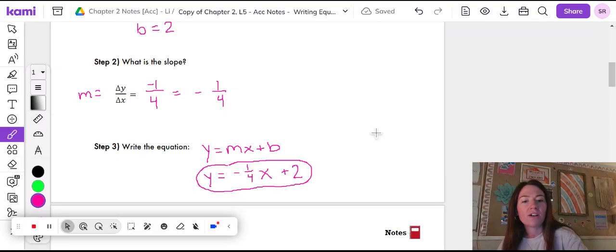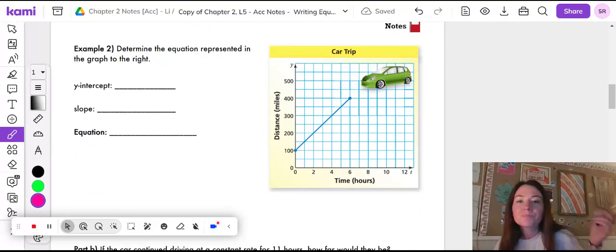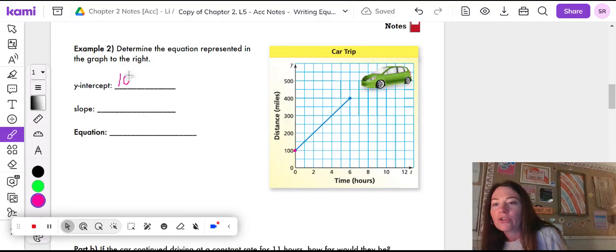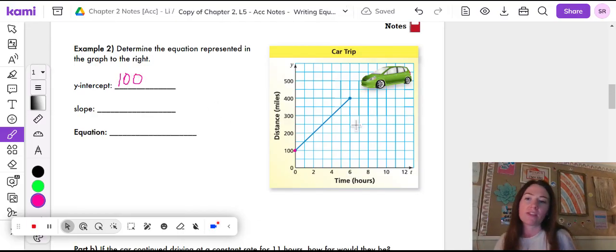On the next page, we have a context example where we have this picture of a car trip, and it looks like our x-axis is representing time and our y-axis is representing distance. So it looks like the distance starts at 100 miles and over time it increases. Okay, we're coming up with the equation for this line. So I start the same way. My y-intercept is 100. That is my initial value, my starting point, the point on the y-axis. Those are all different ways of saying the same thing.